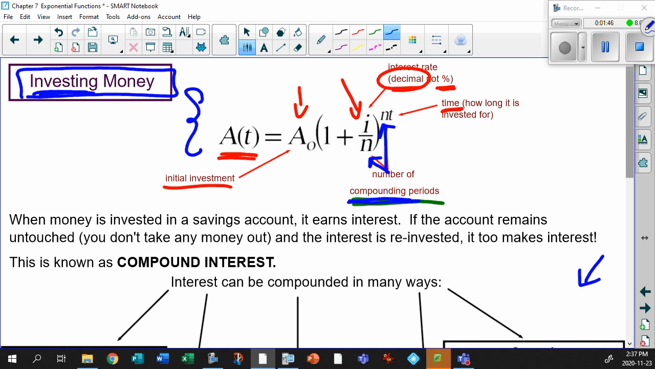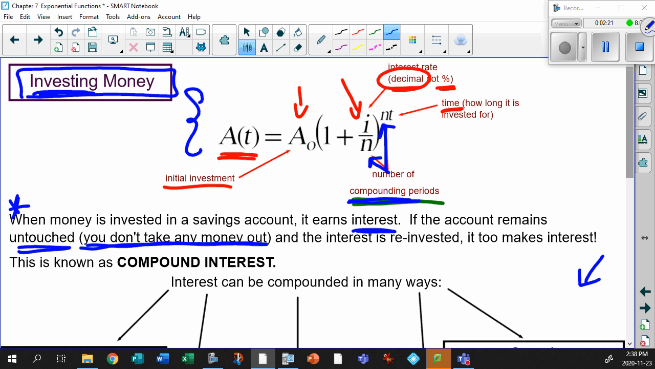Okay, so let's talk a little bit more about some general stuff, and then we'll get into the nitty-gritty. So when money is invested in a savings account, it earns interest. No kidding, right? But if the account remains untouched, that means you don't take any of the money out, and that's the hardest part. When you look at your savings account and you see money, you have this tendency of wanting to spend it, right? That's the thing that's going to kick you in the head, unfortunately, right? You got to leave your money there. It's going to make more money for you as it goes.